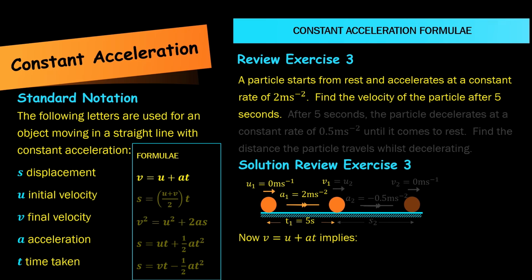So this equation, when we input the values, implies v1 equals 0, which is the value of u, plus 2, which is the value of a, times 5, which is the value of t. And of course, this gives us that v1 equals 10 meters per second.